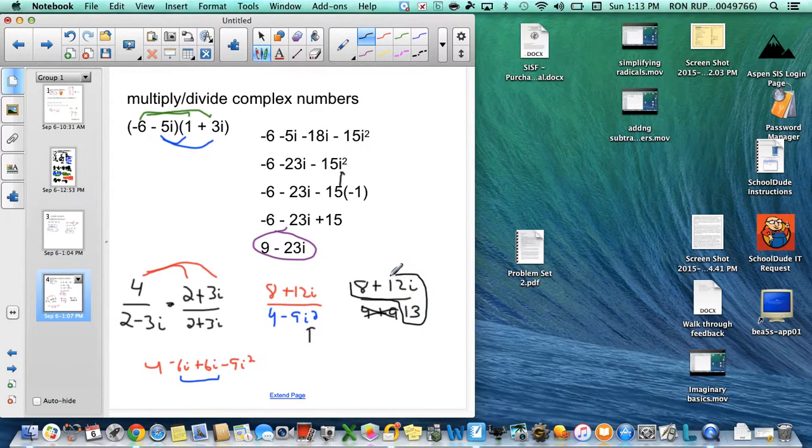Why is this our final answer? Well, because 8 over 13 doesn't simplify and 12 over 13 doesn't simplify. Again, you will probably see this as 8/13 plus 12i over 13. That's probably how you'll see that.